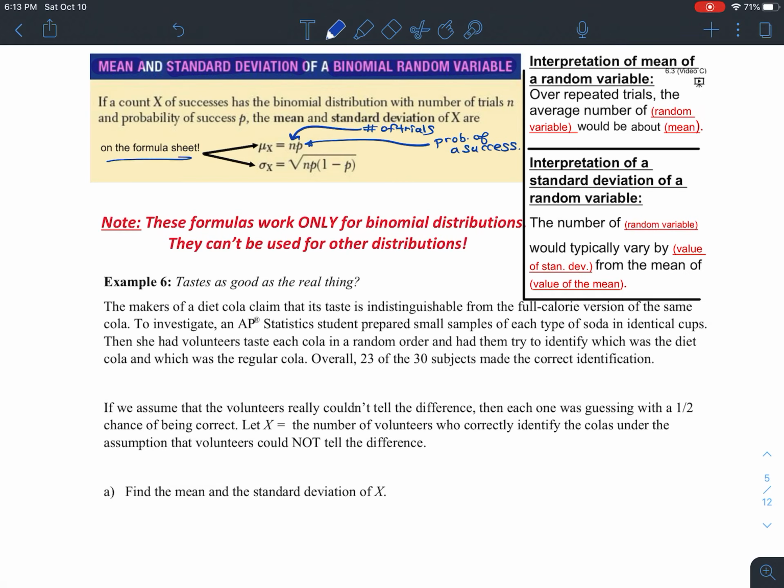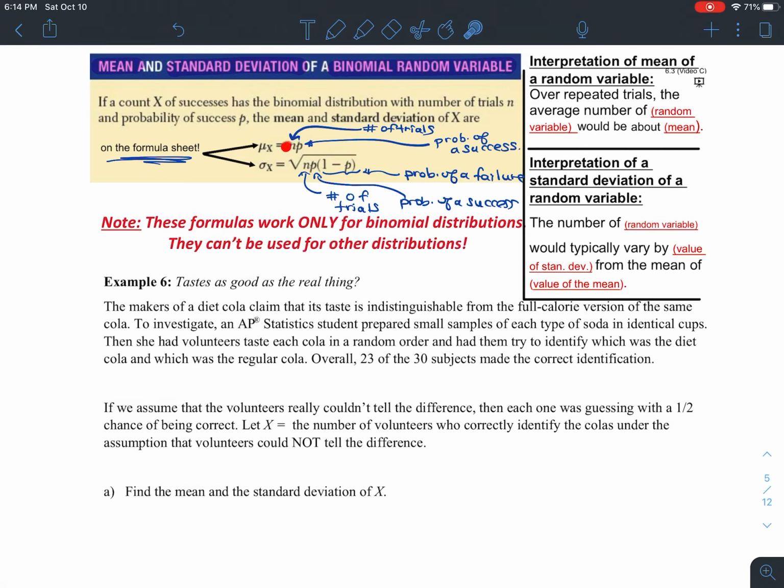Okay, the other formula that is actually on the formula sheet is how to find the standard deviation of a binomial random variable. Okay, again, this n is representing the number of trials. The p is the probability of a success. And then you'll notice the 1 minus p is actually the complement there, the probability of a failure. Okay. Now, these come with interpretations.